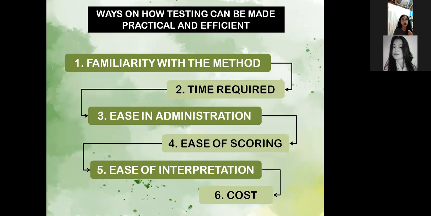So next is the ways on how testing can be made practical and efficient. So we have 6 factors, which is the familiarity with the methods. Number 2, time required. Number 3 is ease of administration. Number 4 is ease of scoring. Number 5 is ease of interpretation. And lastly, number 6 is the cost.